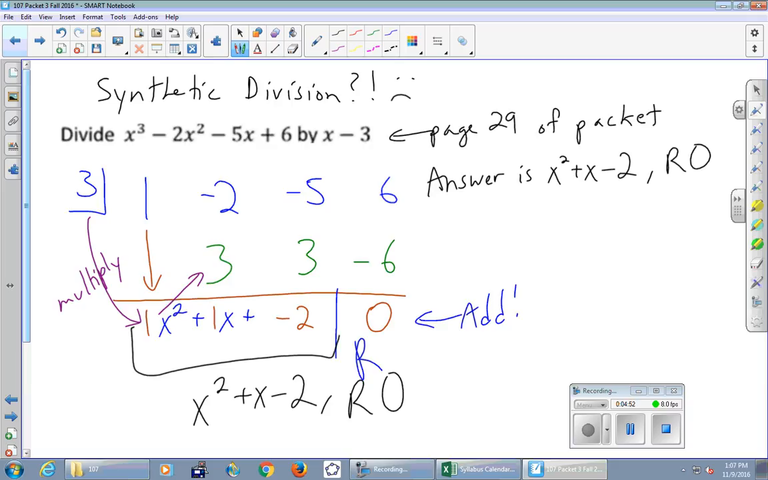How does that compare to the answer when you did it the long division way on page 29? Right, you did this one. What's the answer? It's the same, right? X squared plus x minus 2 with a remainder of 0.